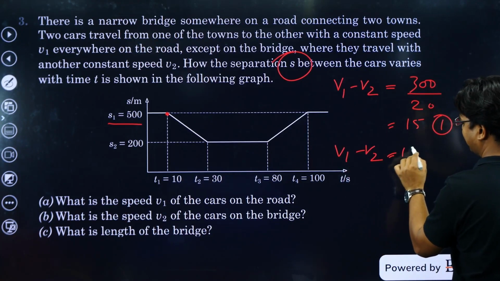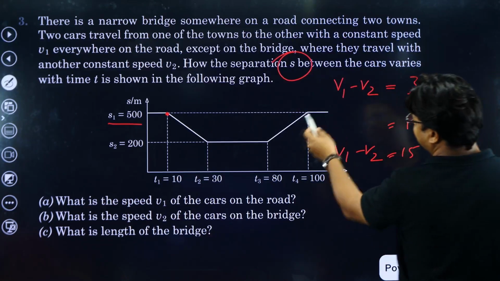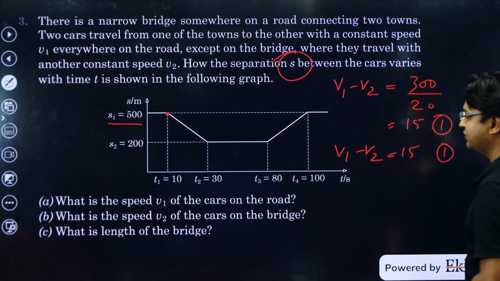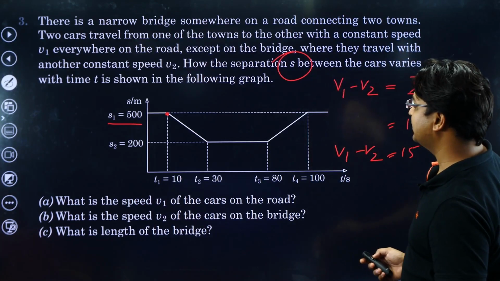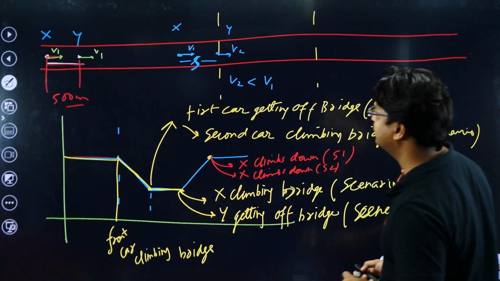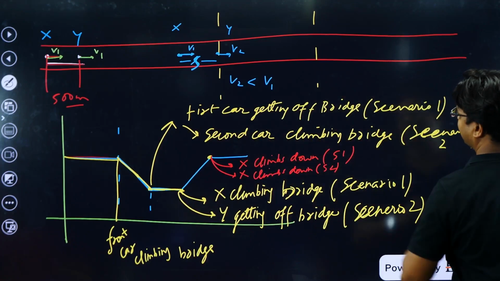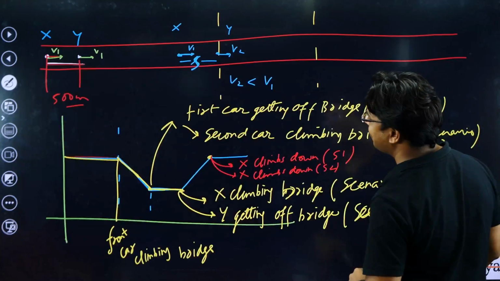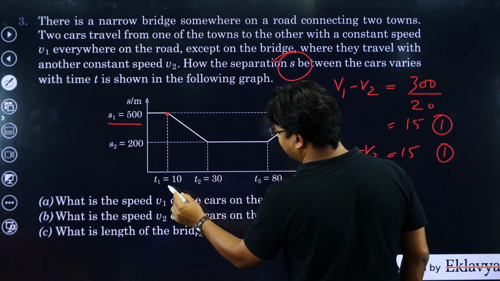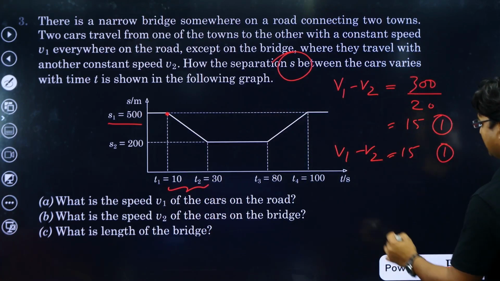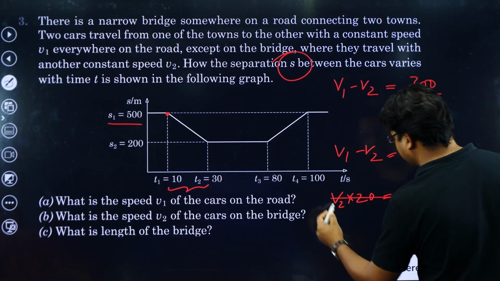This is applicable for both cases, whether it's case 1 or case 2. And here also we are getting the same value, because this is again 20 seconds, so this will match. Now what is the speed v1 of the cars on the road? Guys, let's understand this. According to scenario 1, the front car, the Y car, got off the bridge in 20 seconds. So V2 into 20 will indicate the length of the bridge.